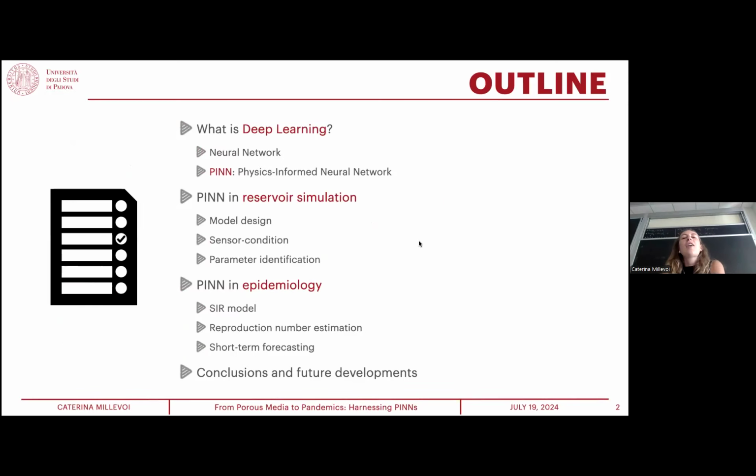Okay. This is the outline of my talk today. I think it would not be necessary to introduce deep learning, neural networks, and physics-informed neural networks, so it's really a short introduction, just for a matter of notation and to contextualize the talk. Then I will move to the application that we made in reservoir simulation, and then in epidemiology, to conclude with some comments and possible future developments.